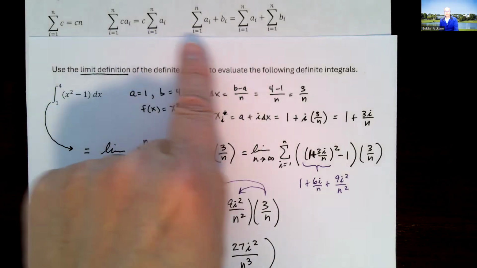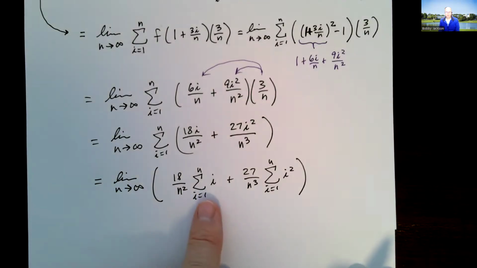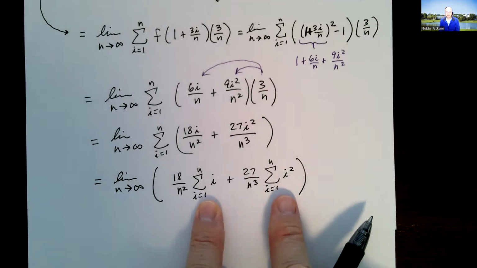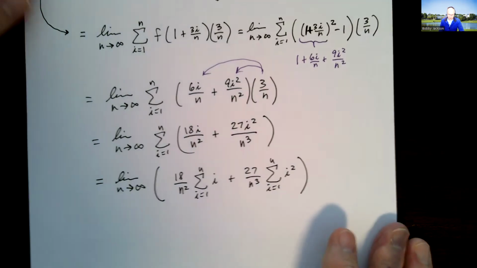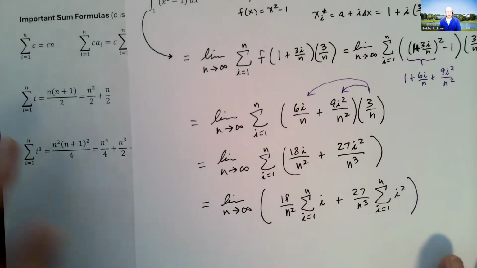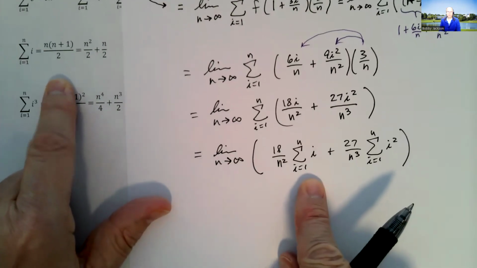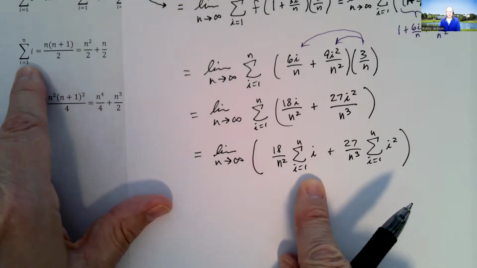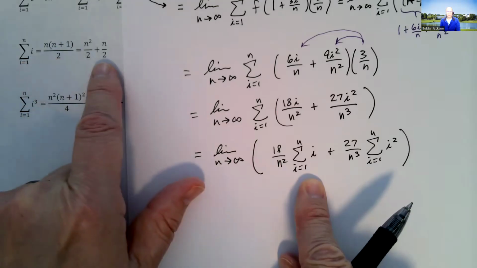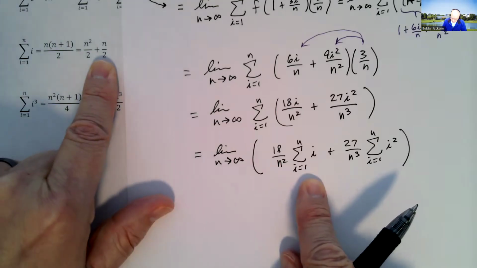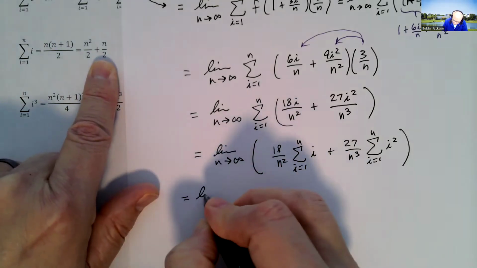Okay, so that's using the linearity rules here. And now, what are we left with? Summation i equals 1 to n of i, summation i equals 1 to n of i squared. That's where these power sum formulas come in. So for instance, this one here, I'm going to use this relationship. Summation i equals 1 to n of i is this, but I'm going to use this second one, the equivalent expression. So let's write this out.